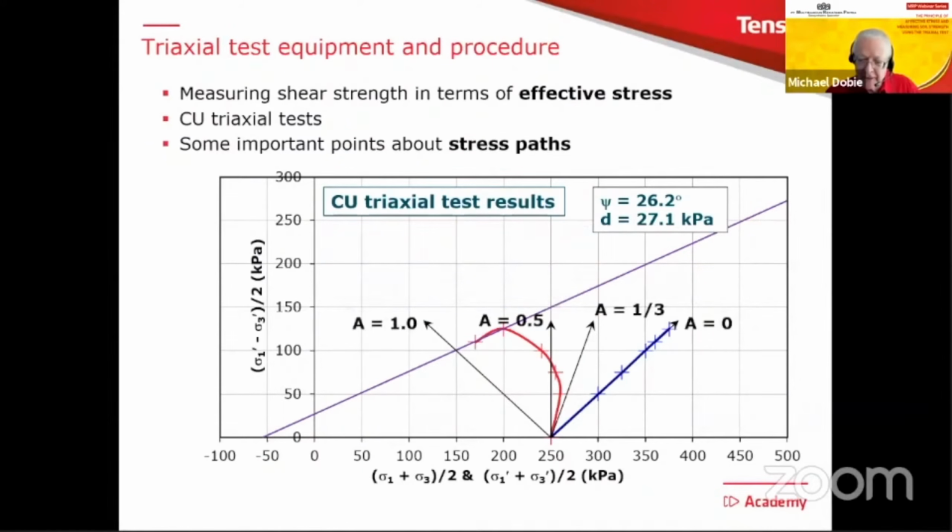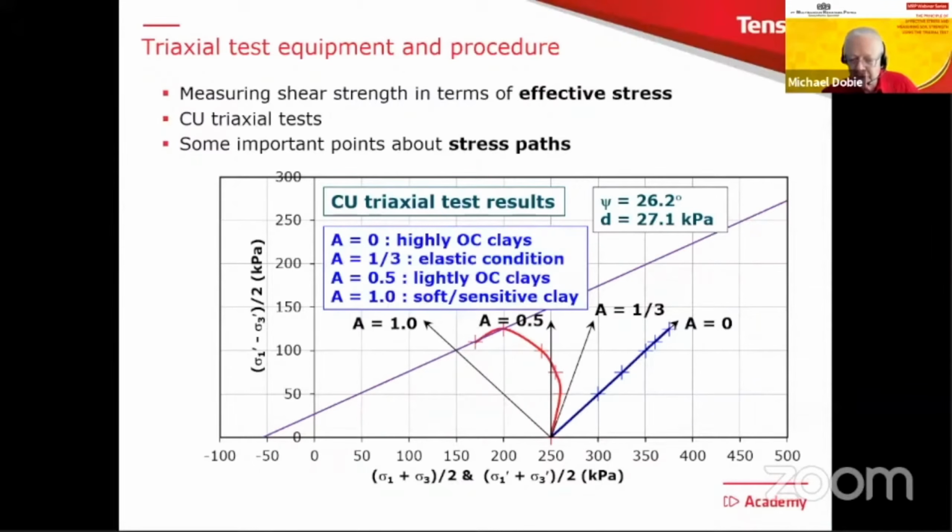So starting over on the right-hand side, in that direction, that would be an A of 0, which is what you get in very stiff, highly overconsolidated clays. The value of 1/3 is when you do an elastic solution to this whole thing. Directly upwards would be an A of 0.5, and an A of 1 is 45 degrees to the left. And it's worth remembering those ones, especially the 0, 0.5, and 1 directions of the stress paths.